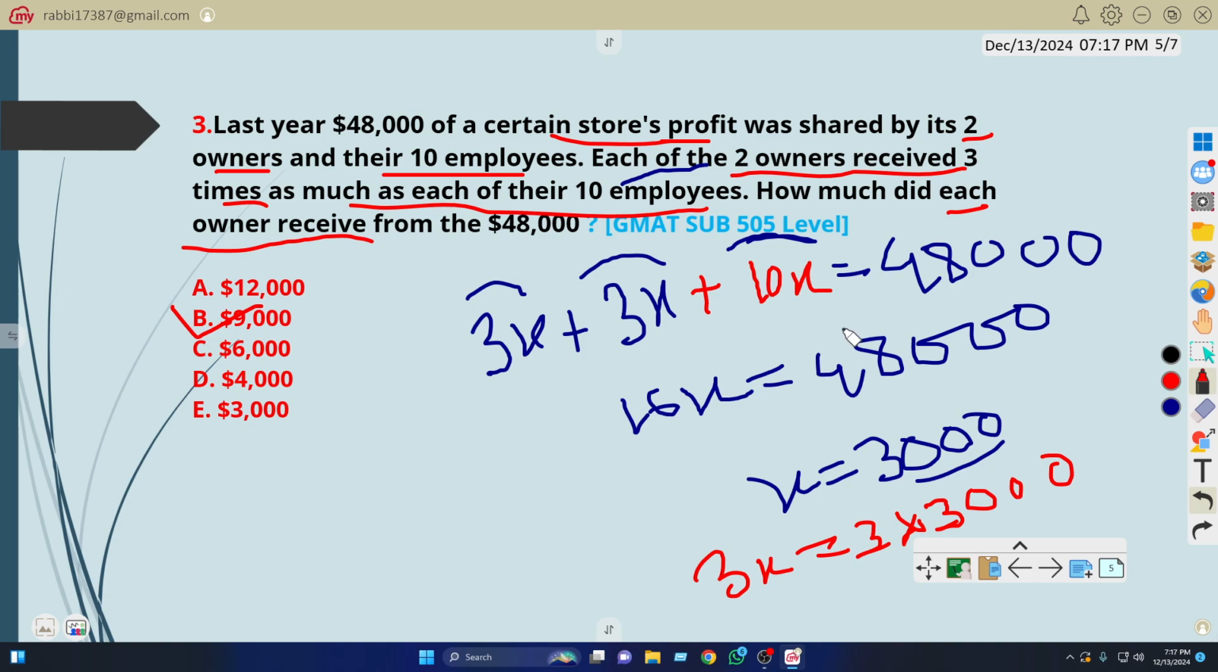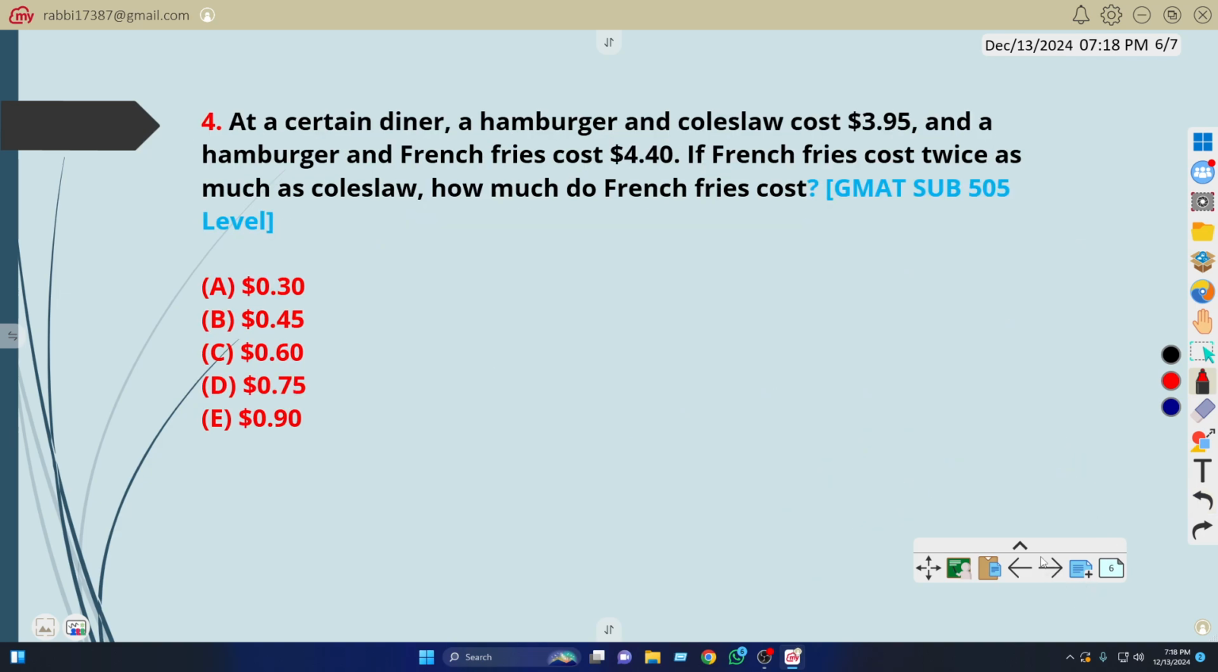In the next question we should move forward, but we need to solve it in a more technical way, more efficiently and in a good way, I hope. So the next question is question number 4. This math is more interesting because those persons like to take fruits such as hamburger, coleslaw, and french fries.